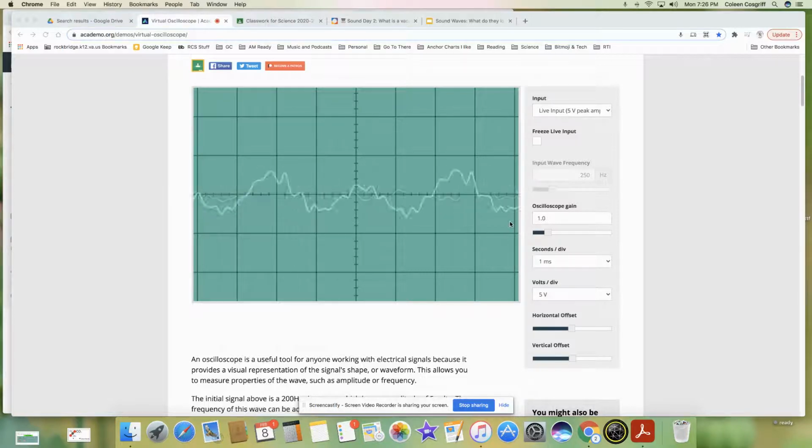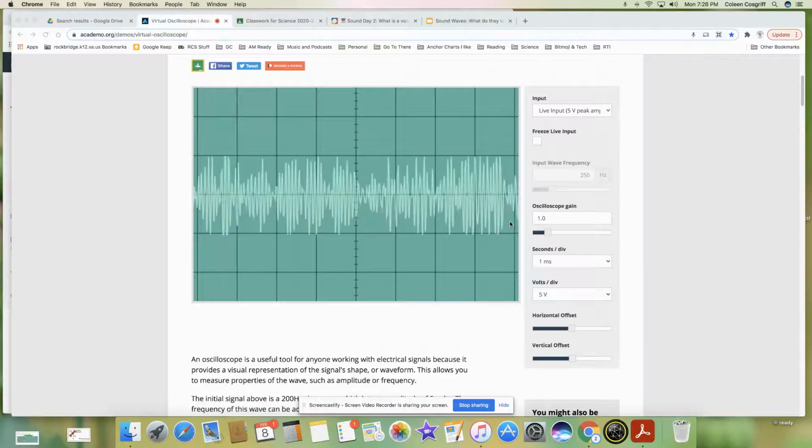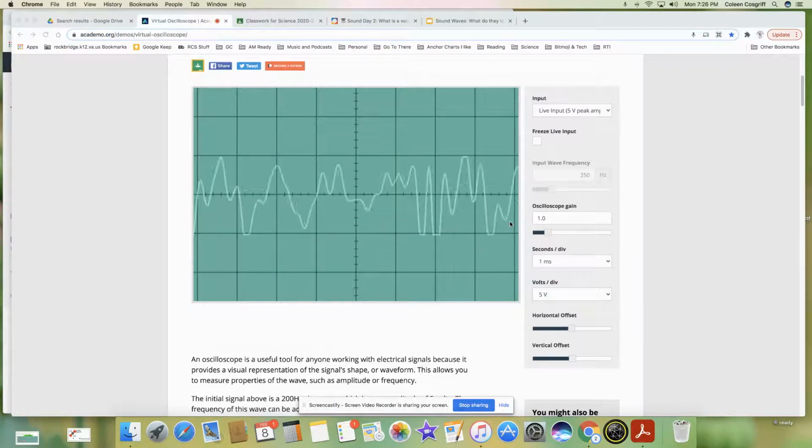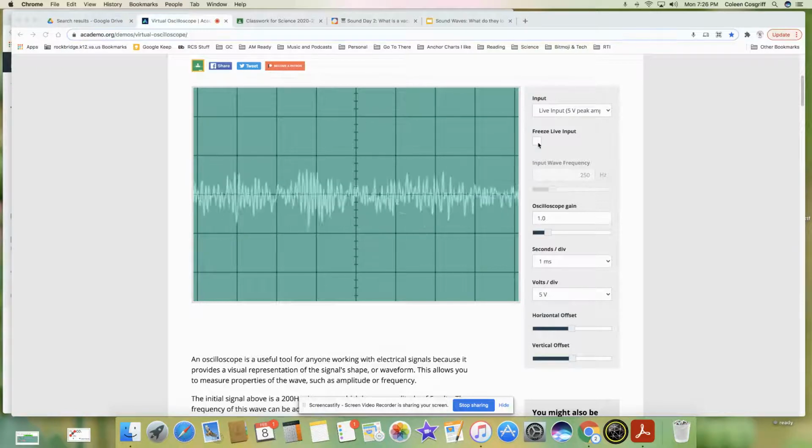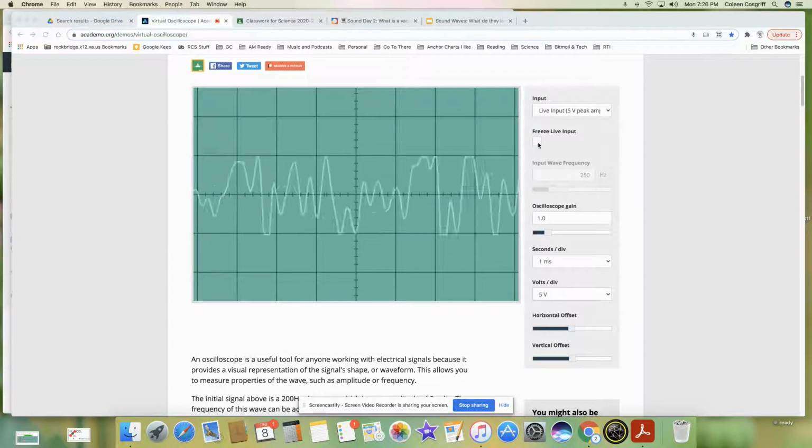Welcome back to part 3 now, and we're going to play with the oscilloscope. I want to just go through what things should look like. So yesterday we learned about frequency and pitch. So let's look at that for a second. So a high frequency, high energy, high pitch transverse wave would look like this.